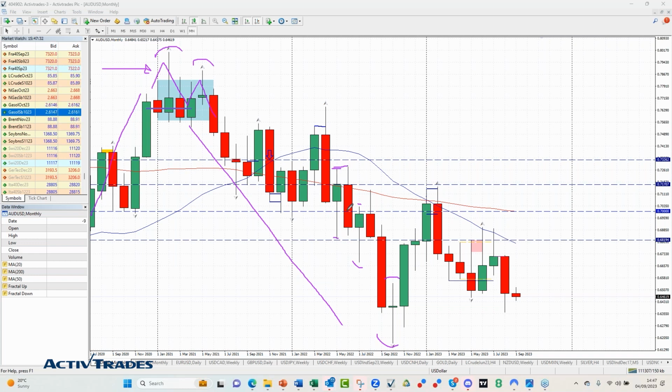Because if you'd have bought that one, well, that failed. If you'd have bought that one, then it failed. And if you'd have bought that one, yes, it would have worked. But you've had two failing trades beforehand. You're trying to pick the bottom. Whereas for me, price was basically continuing its downtrend here.